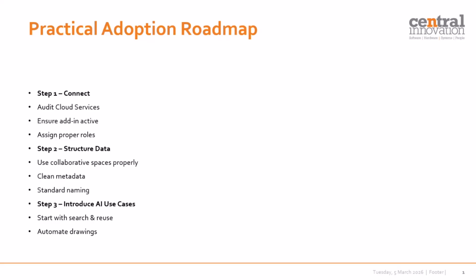So the last part of it, practical adoption roadmap. If you're interested, this first step would be to get connected. You can call us or email us and we'll look at your cloud services for you if you want us to go through and do that. Make sure you've got the add-in active. So when you go to your tools and add-ins, you select Marketplace and you can be invited in.